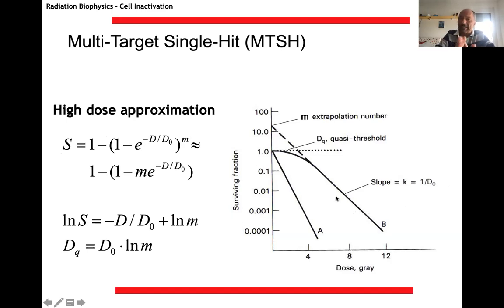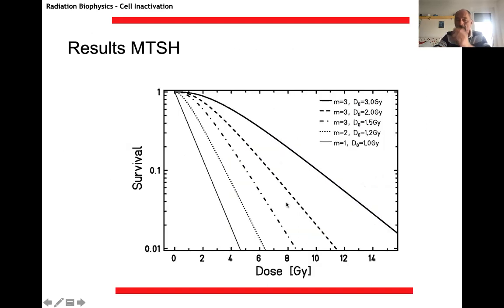So the multi-target single hit looks very good because it gives you a very nice curvature here. And by playing on M, of course, this curvature can go to 0 or can be quite high. There is also one thing which is very important in the multi-target theory: the final slope is actually exponential. So in the high dose approximation, this is an exponential. And this we will see, this is actually what happens. But we will come to this a little bit later.